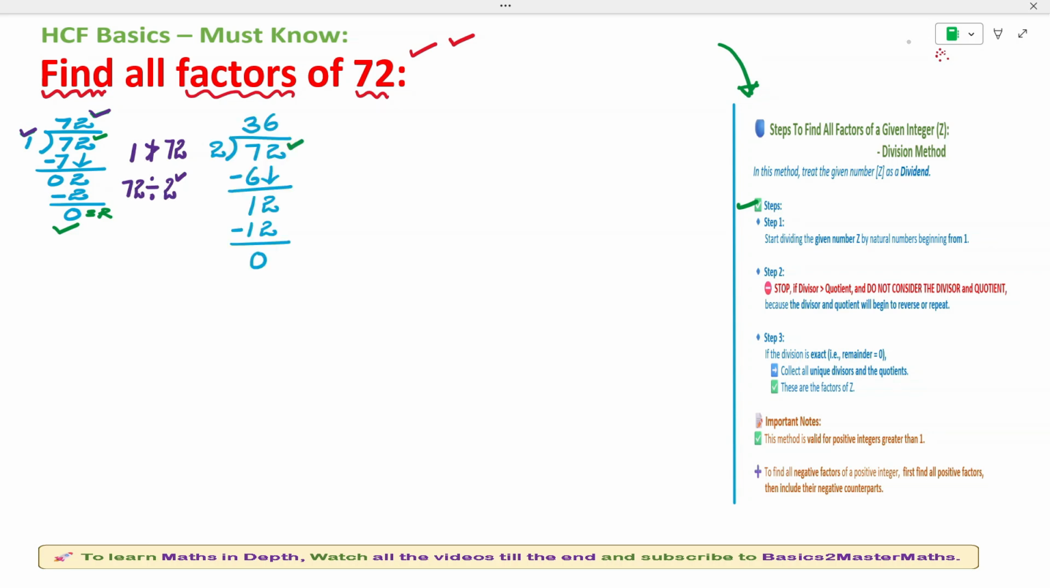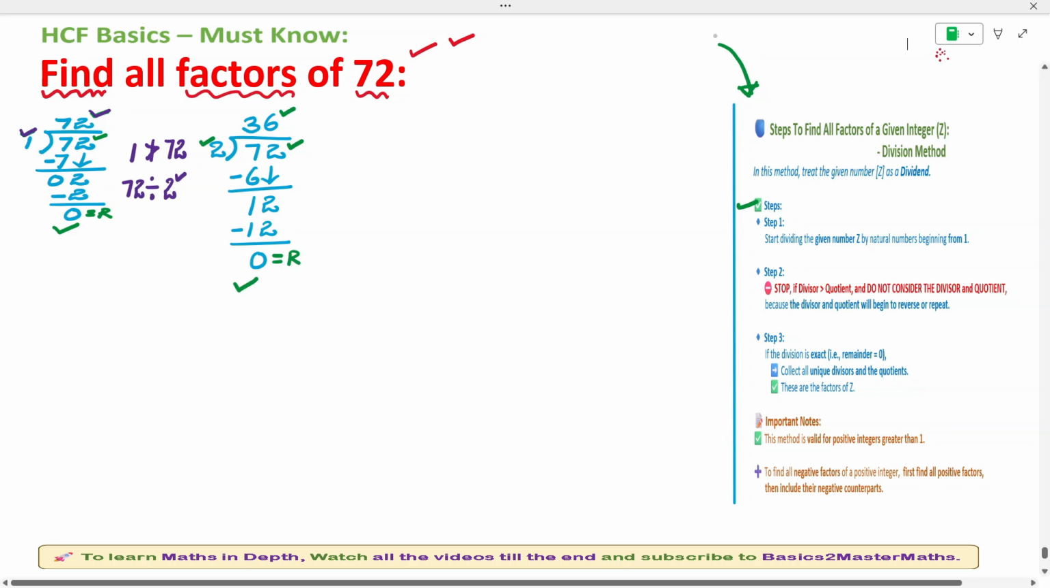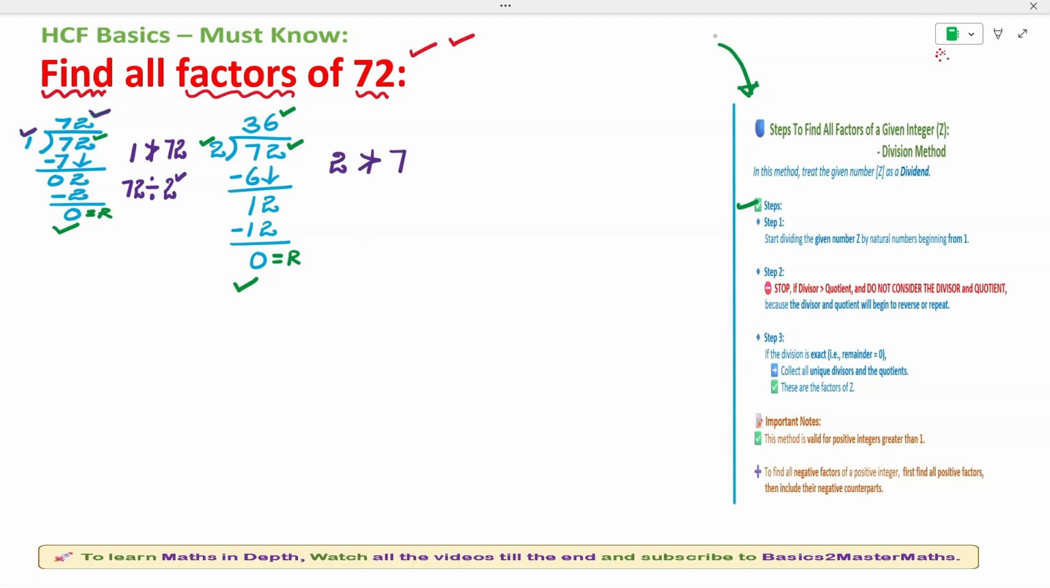When we divide 72 by 2, we get 36 as the quotient and 0 as the remainder. So, this division is exact. In this case, the divisor 2 is not greater than 72. So, divide 72 by the next natural number 3.